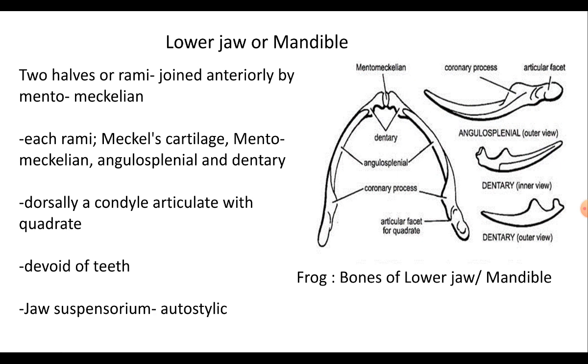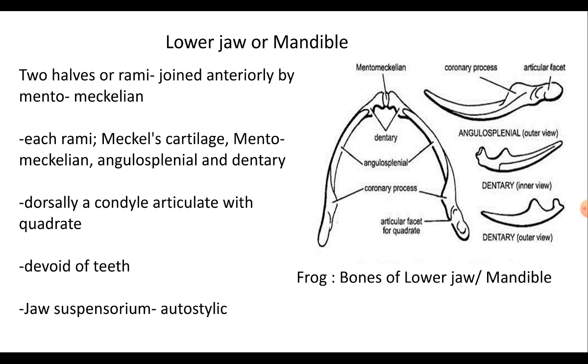Coming to the other part of the skull, the lower jaw or the mandible. It is a semicircular bone, or it has the semicircular shape. It is composed of two halves, like that of the upper jaw. The lower jaw also consists of two halves, and these two halves are called rami, and a single one is called a ramus.